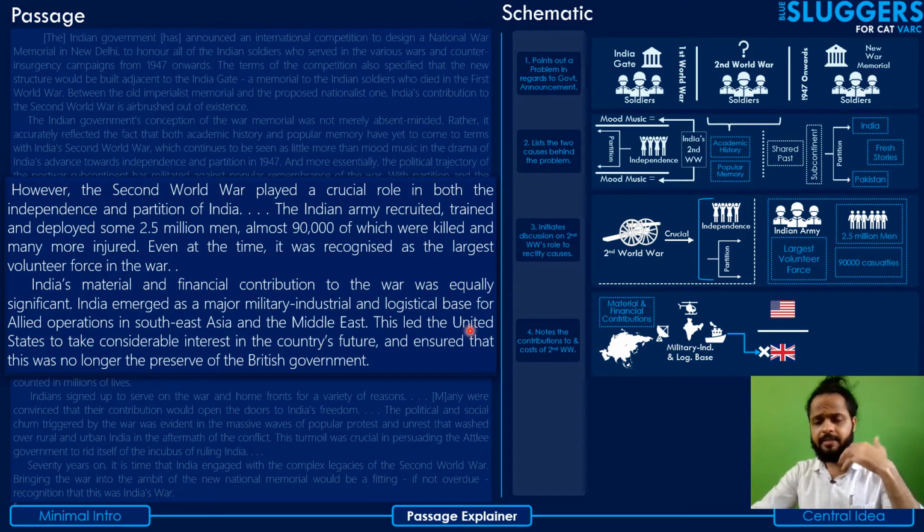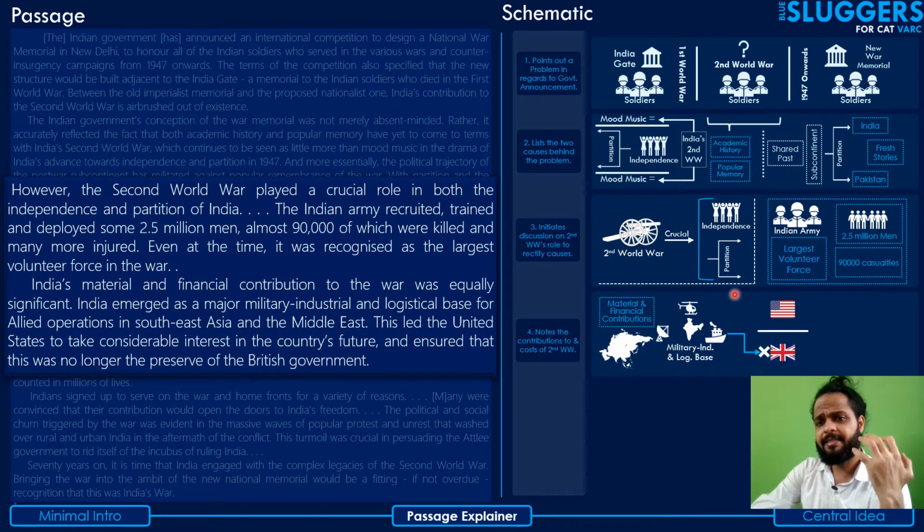He says that during the Second World War, India emerged as a major military, industrial, and logistical base for all the Allied forces. Right. So the Second World War was a war between the Allied and the Axis forces. So India emerged as a major military, industrial, and logistical base for the Allied forces for their operations, especially in the regions of Southeast Asia and the Middle East, right? And as a result of this emergence, the United States took notice and took considerable interest in India's future, and ensured that the country would no longer remain just the preserve of the British government, right?